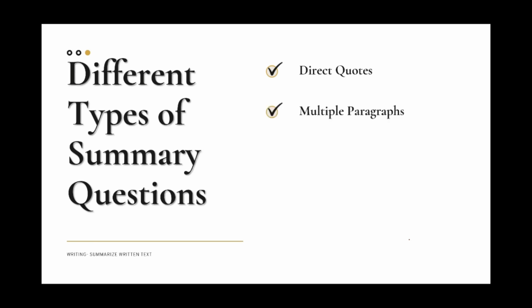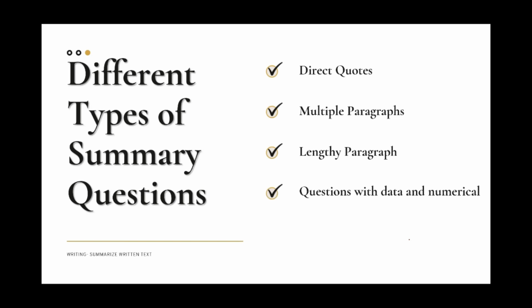Second thing is questions which have multiple paragraphs in them. There are some questions which have more than 3 or 4 paragraphs at a time. Some of them are single paragraphs, but they are very lengthy. So there's a category called lengthy paragraphs. There's a fourth category which is called questions with data and numerical values in it. So sometimes there can be a question which is full of data and numbers in terms of percentages.